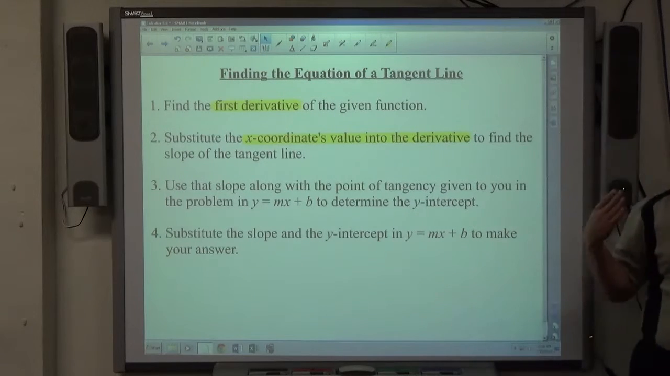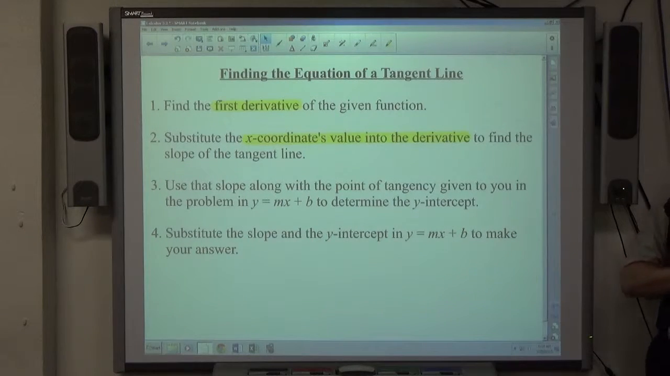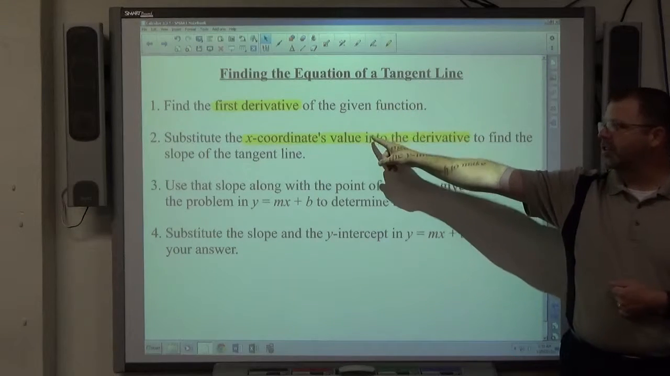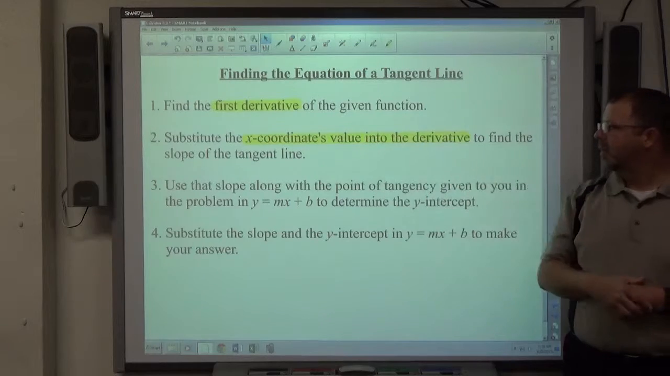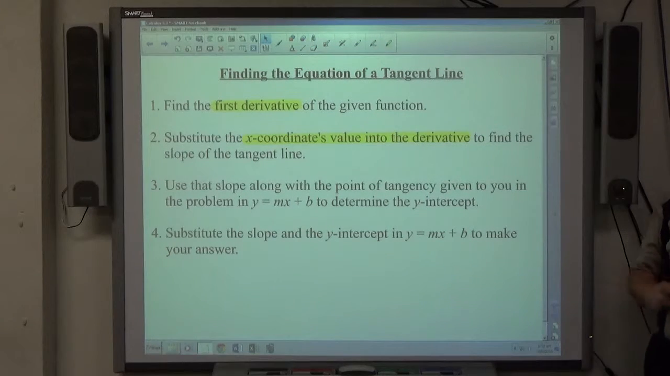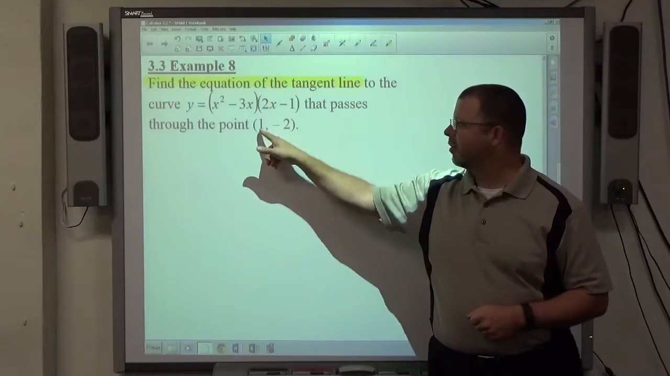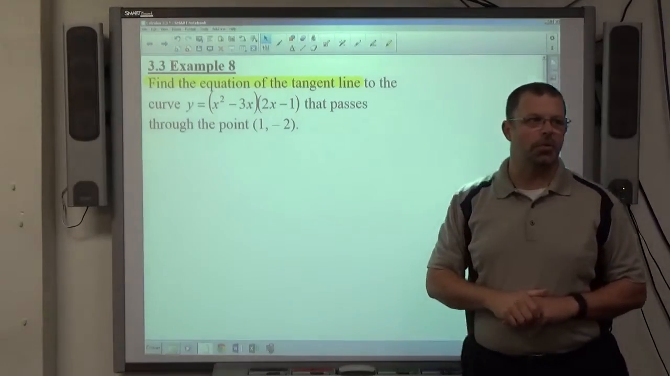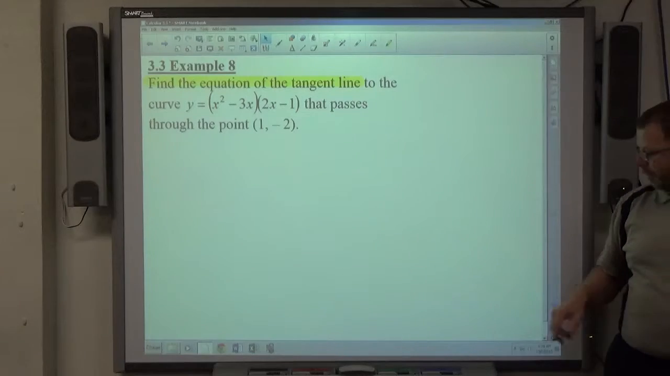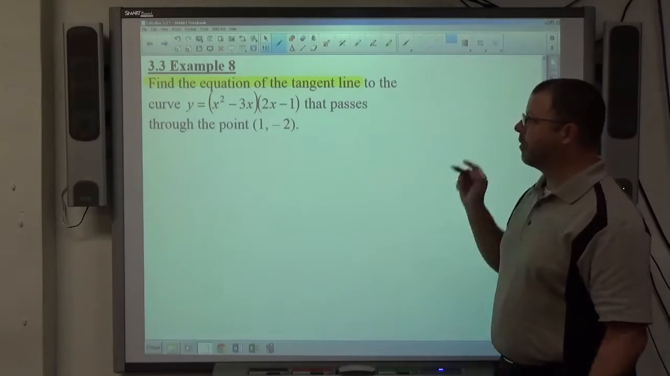Anytime you're asked to find the equation of a line, the question you need to ask yourself is, how do I find slope? First derivative of the function, substitution of x into the derivative gives us the slope. And the x-coordinate is, it says, passes through the point (1, -2), the point of tangency. That's the x-coordinate we're going to use. All right. So in the case of this problem, how do we find slope? We find the first derivative.